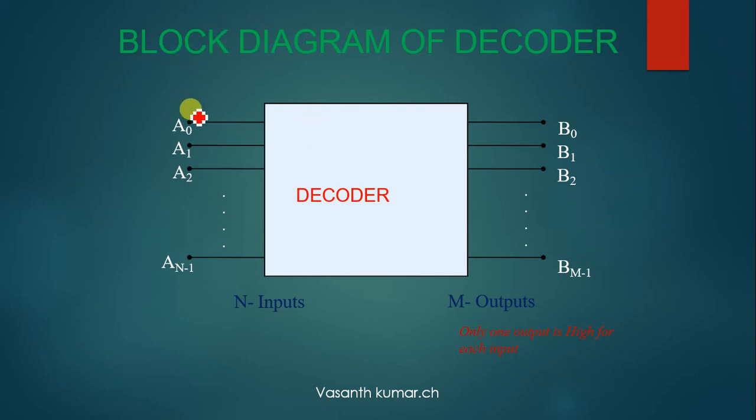Just have a look. You have A0 to AN-1 inputs and B0 to BM-1 outputs. Only one output is high. For example, you have 0 0 1 0 0, something like that. Only one particular output will be high. So this is a fundamental block diagram.